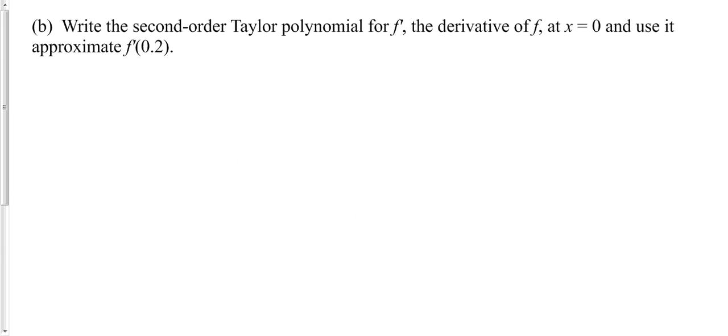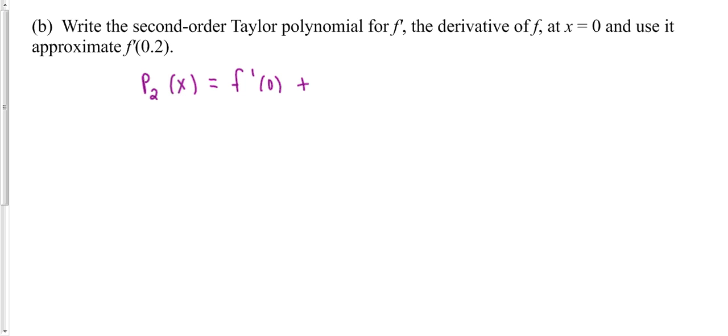Now this problem goes on, and it has a part B. And part B says, write the second order Taylor polynomial for f prime, the derivative of f, at x equals 0, and use it to approximate f prime of 0.2. So I'm going to need a different Taylor polynomial here. So I'm going to have P2 of x. And now I'm going to have to shift all of my derivatives, because the first term of a Taylor polynomial is the original function, which in this case is f prime evaluated at 0.